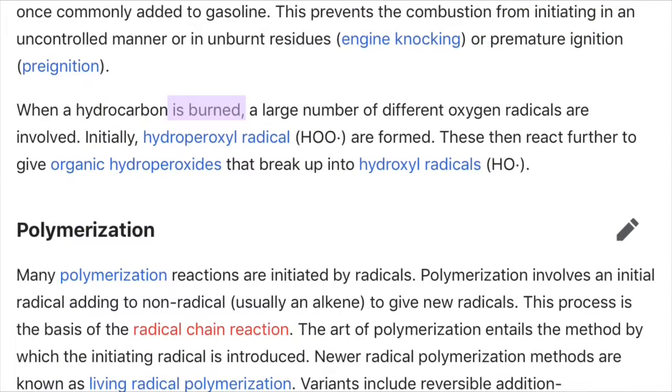Preignition. When a hydrocarbon is burned, a large number of different oxygen radicals are involved. Initially, hydroperoxyl radicals, HOO•, are formed. These then react further to give organic hydroperoxides that break up into hydroxyl radicals, HO•.